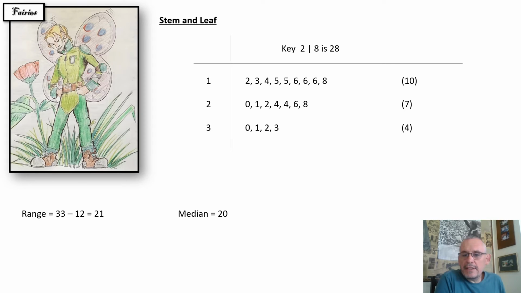So this is much neater now, and we can see how the data is spread. Most of it is in the tens, there's some in the 20s, and a few then in the 30s. Giving me a median of 20. So the average fairy is 20 centimeters high.